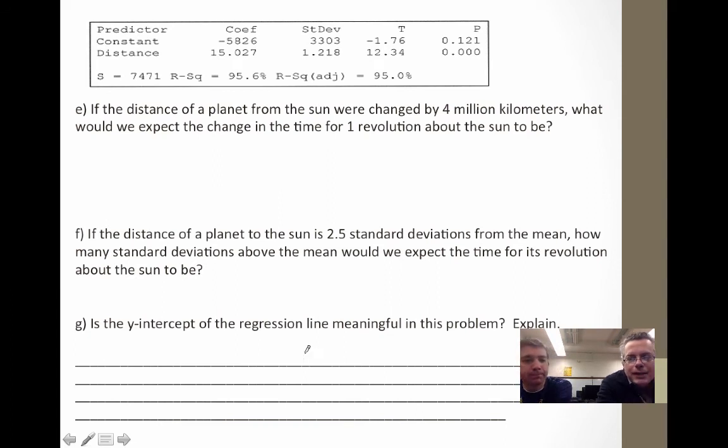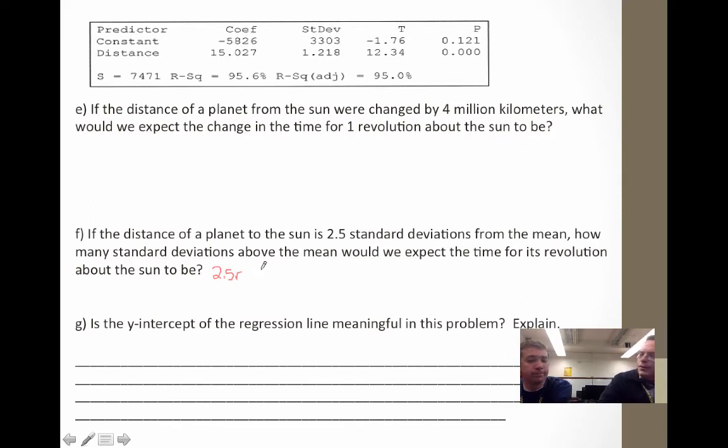Okay, we did actually do E. F: the distance of a planet to the sun is 2.5 standard deviations from the mean. Here the change in the x variable is given in standard deviations. The y variable is going to change by 2.5 times r, so 2.5 r standard deviations.